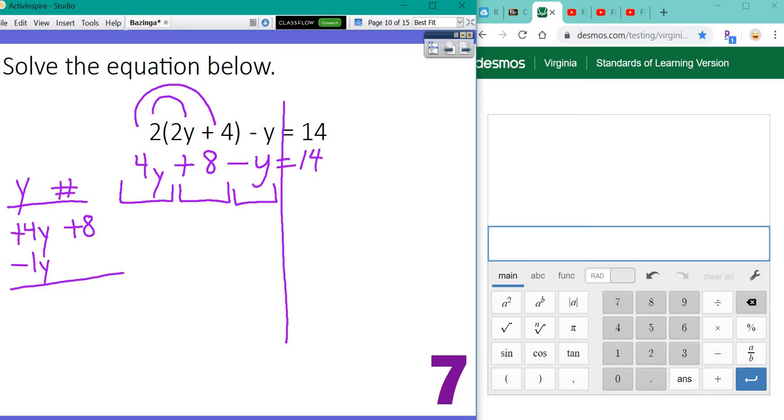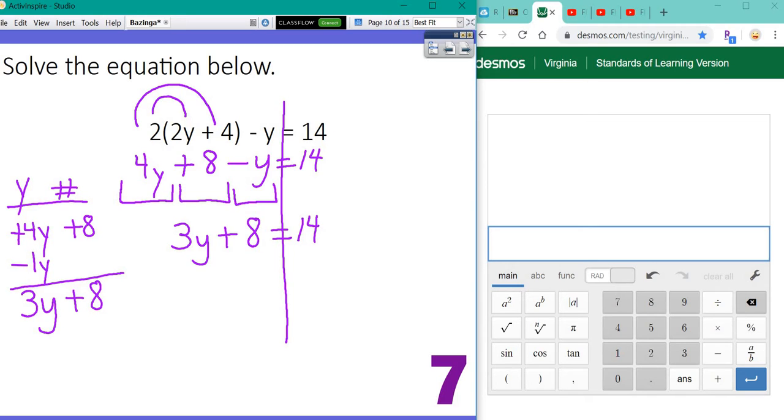So on Desmos, you can put in 4 minus 1, which is 3y plus 8. And I'm going to come right back here and write it down because I put those terms together. Okay? Now, I've got 3y plus 8 equals 14. What do I need to do first, Janiyah? What's my first move here to start solving?